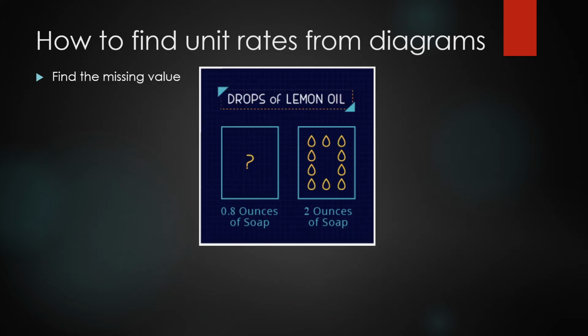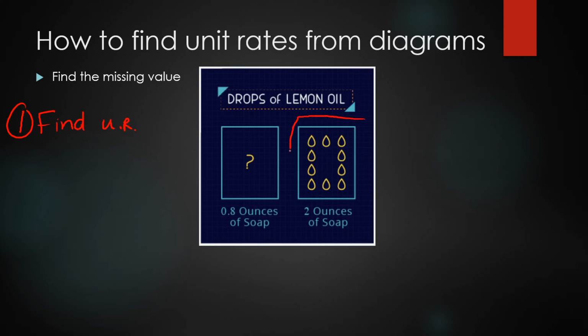The last question I want to do here is finding a missing value, and these ones are not super tricky. We just have one extra step after we find our unit rate. So when you are asked to find a missing value like this in the table, the first thing that you want to do is find your unit rate.